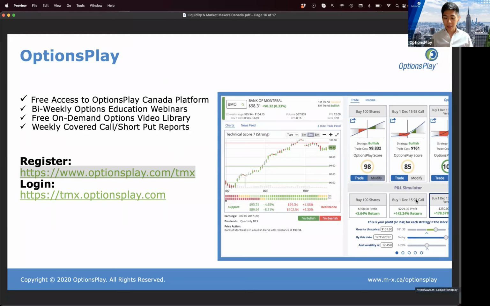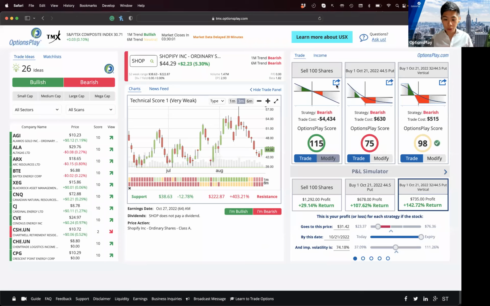But like I said, you can register for a free account at OptionsPlay, and whenever you're using the OptionsPlay tool, which is designed to help you navigate and find opportunities in the options world, whether you have a stock or ETF in mind, you can either select I'm bullish or I'm bearish and take a look at bullish and bearish strategies.